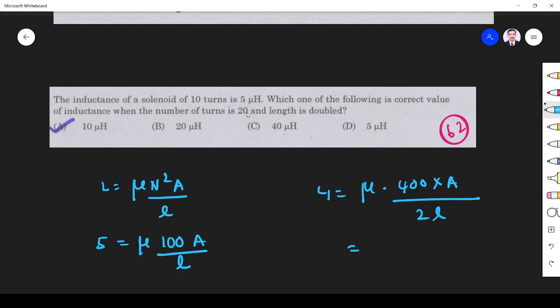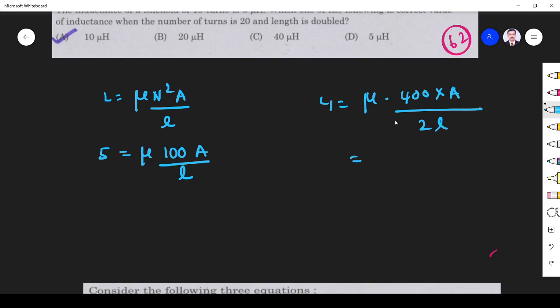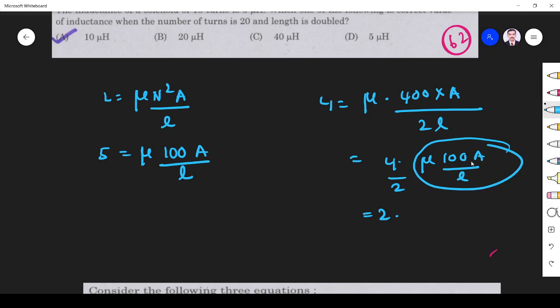20 squared, right? So 20 squared. Okay. Now what will happen? This is 5, so mu into 100, so 4 into mu 100 A by L divided by 2. 4 by 2 is 2, mu 100 A by L is 5, so that is 10. So the option A is the right answer.